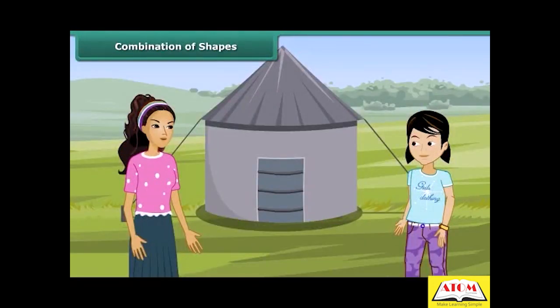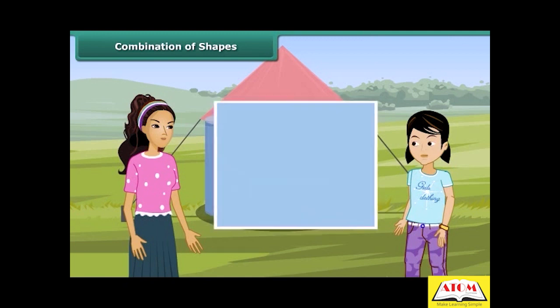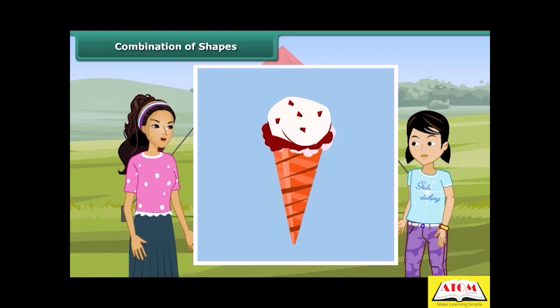Rita, look at this tent. This is made up of two shapes. Can you tell the name of the shapes? Yes, I can see the shapes. One is a cone and another is a cylinder. Correct. Similarly, we have an ice cream. We can see that it is a cone surmounted by a hemisphere.